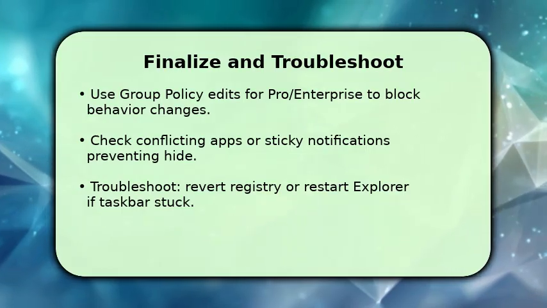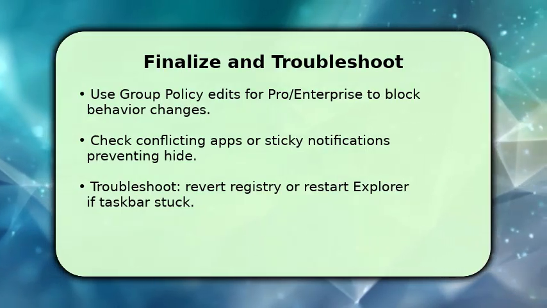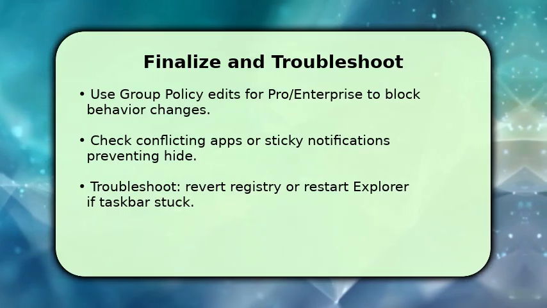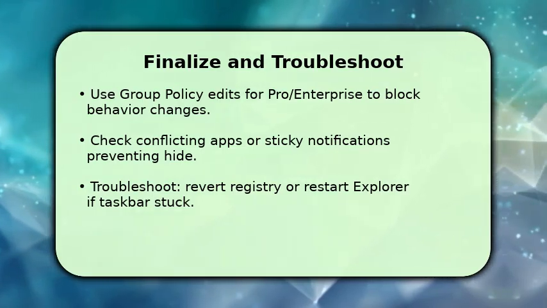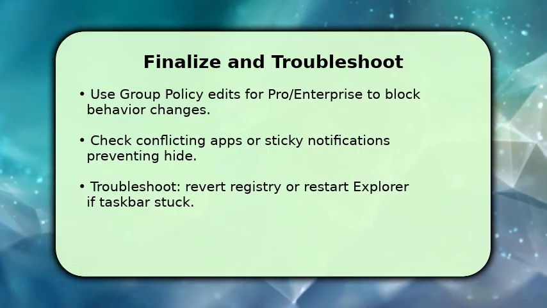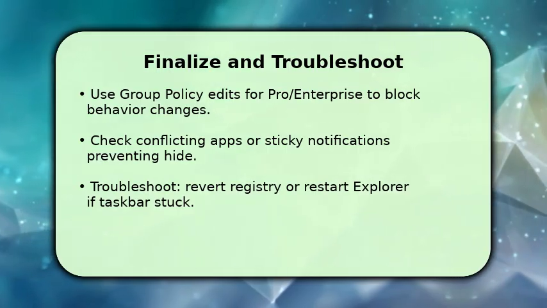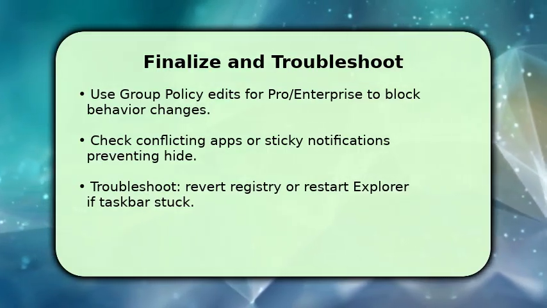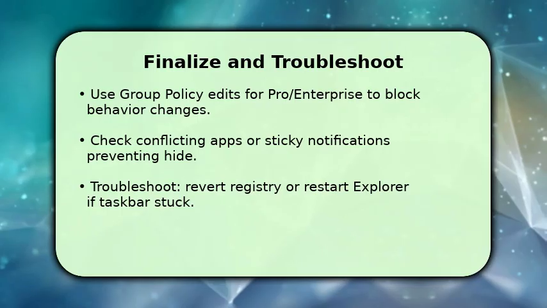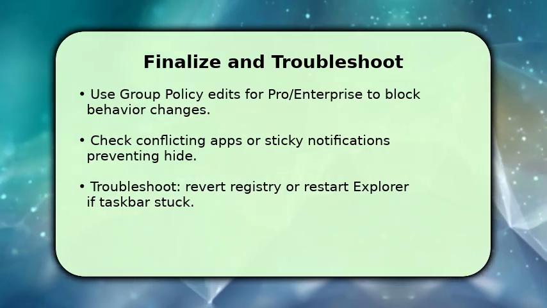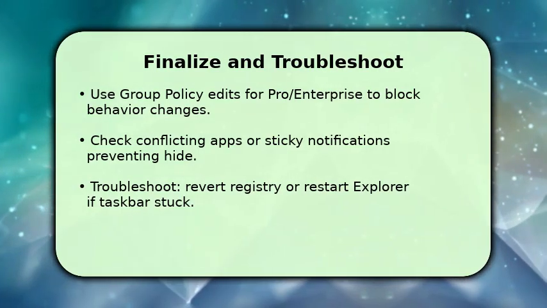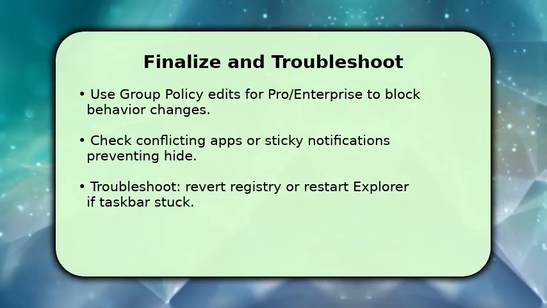Make sure no app is forcing focus or showing persistent notifications because those will pin the taskbar visible. If the taskbar doesn't hide, restart Explorer again and, if required, restore the registry from your backup. This undo is the fastest troubleshooting tip. Finally, test with multiple windows to confirm the taskbar stays hidden as intended.